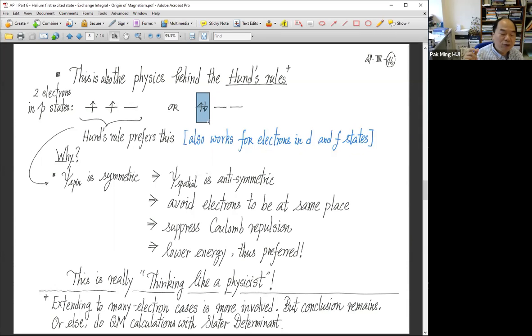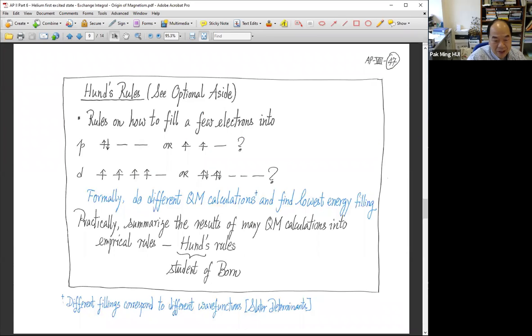Of course, you don't want to keep doing it every time. Therefore, Hund, who was a student of Max Born, the big famous quantum guy of the Born interpretation, did a lot of these calculations, and at the end summarized them into three rules. You don't need to do the calculation again and again. Follow my rule, you will get the lowest energy state. That's what Hund's rule means.